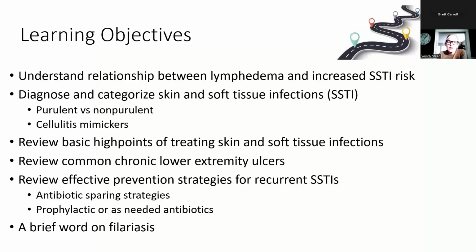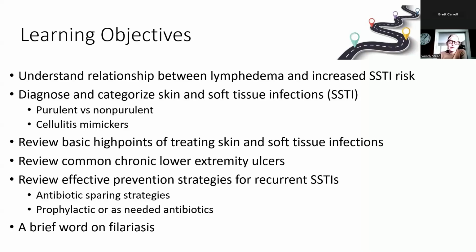So we're going to start with a very quick look at trying to understand the relationship between lymphedema and this increased skin and soft tissue infection risk. Then move into diagnosing and categorizing skin and soft tissue infections and how we do that, how we think about that in medicine. And then also, what are some cellulitis mimickers so that we don't get tricked along the way. You all know that every red leg is not necessarily an infected leg, and there can be some common infectious mimickers that we don't want to fall for because we don't want to treat unnecessarily with antibiotics.